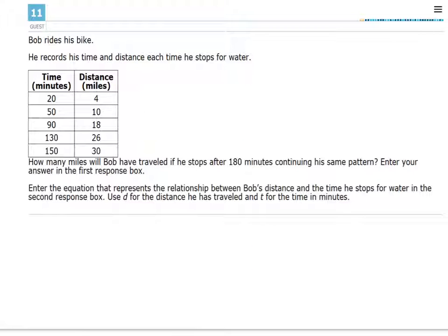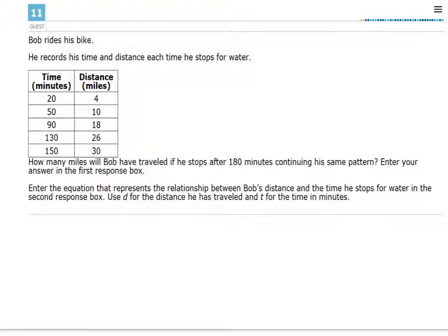Now for question 11, Bob rides his bike. He records his time and distance each time he stops for water. So in our data table, the time in minutes, 20 minutes, the distance is 4 miles. 50 minutes, the distance is 10. 90, it would be 18 miles. 130 minutes would be 26 miles, and 150 minutes would be 30 miles.